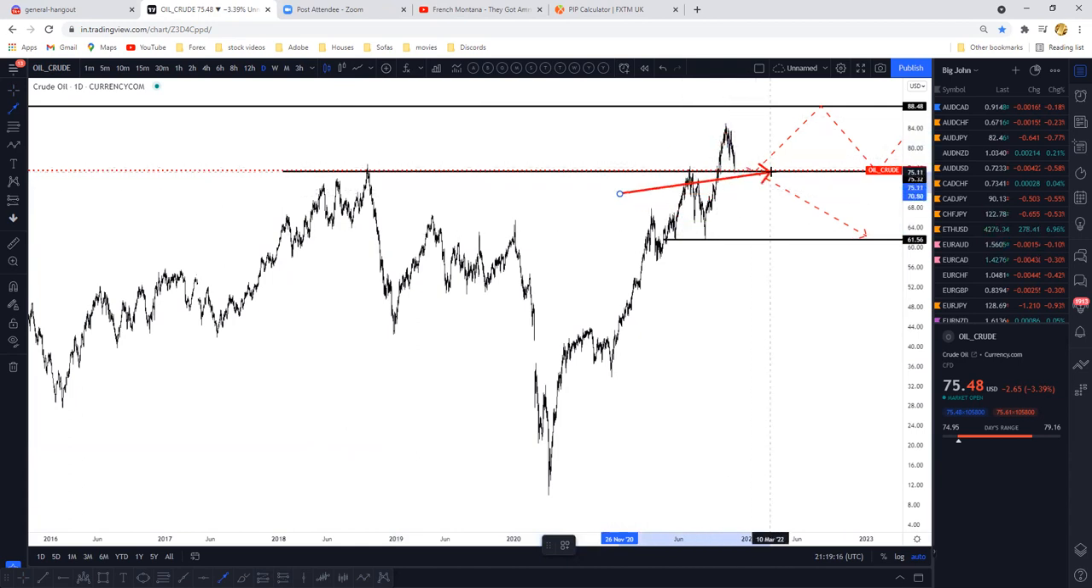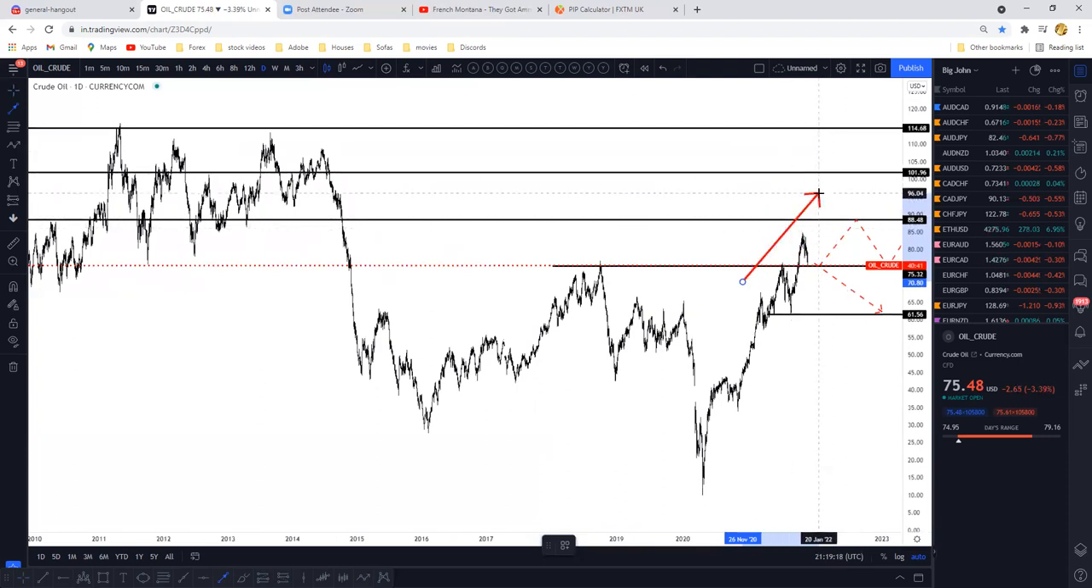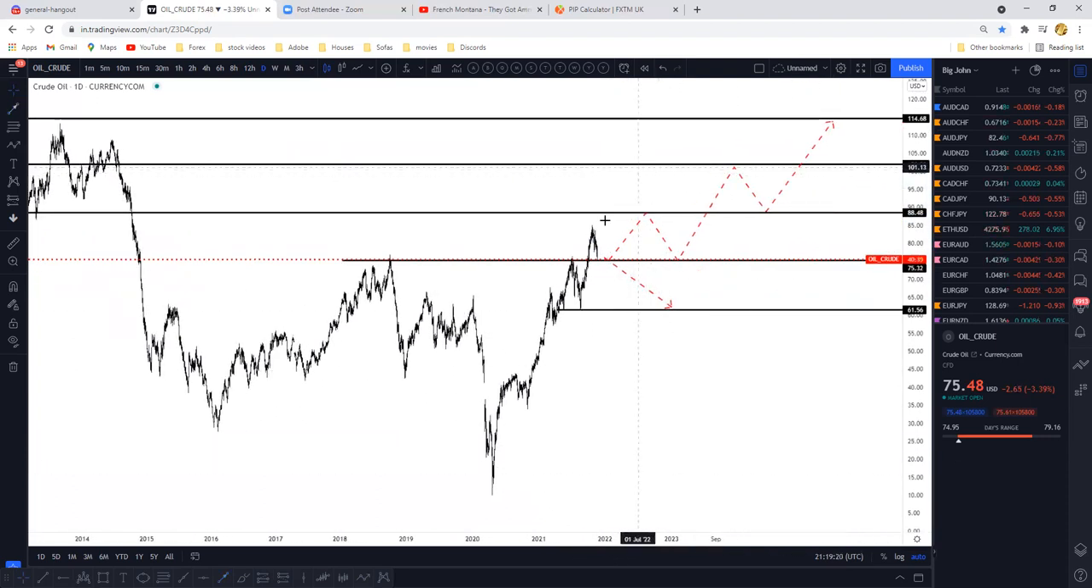So now you're like, is it going to buy from this level? Like what I just drew. So that's what you're basically going to start looking at now. Is it going to buy? Is it going to do this? Or is it going to do this?